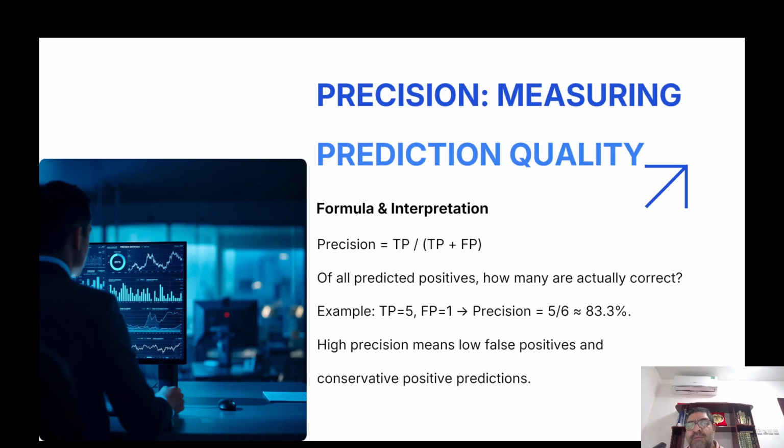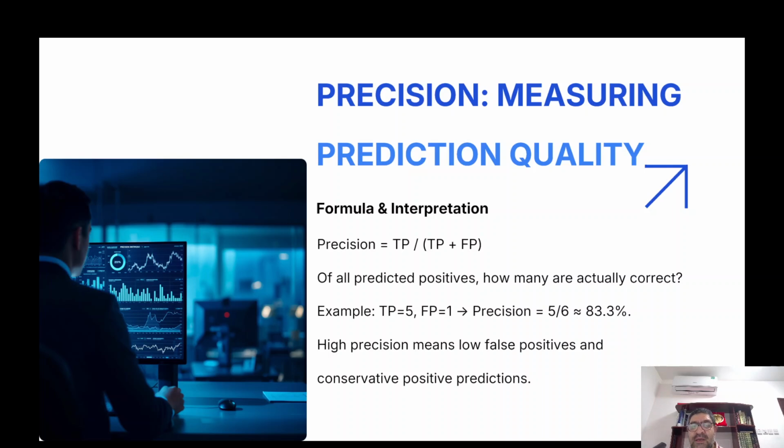things. We are moving on to one more very important aspect, which is called precision. We are measuring prediction quality. That's what precision is. If we see the formula, precision is equivalent to true positives divided by true positives plus false positives.